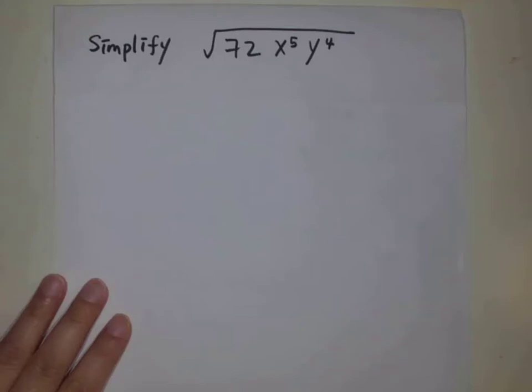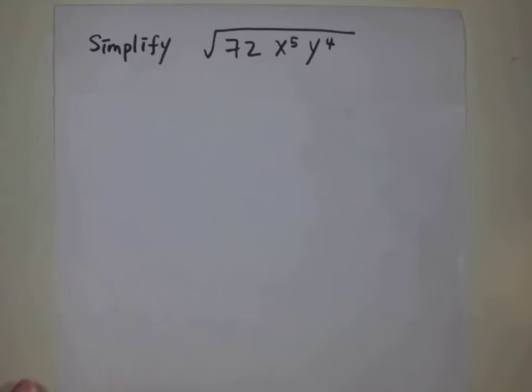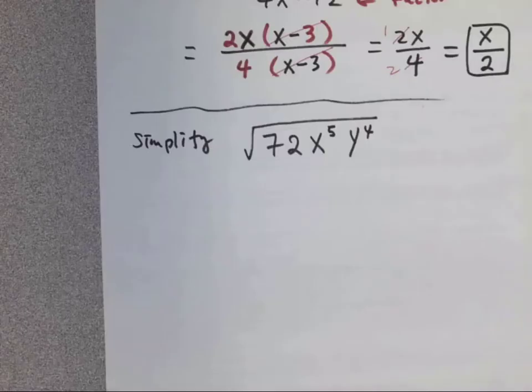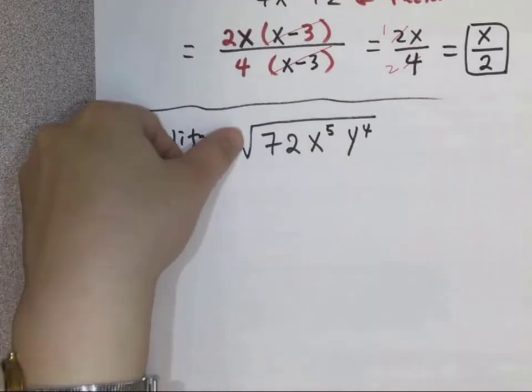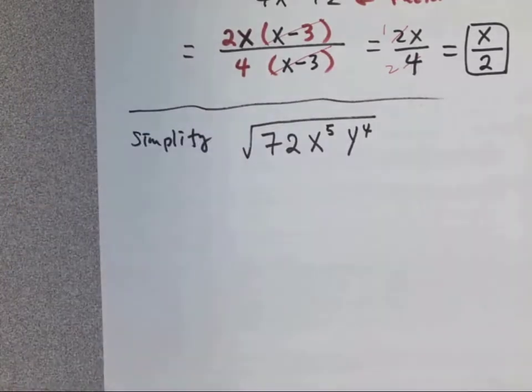The next topic will be about how to simplify radicals. Look at this. It has a root there, right? But it doesn't have an index number. It doesn't have a root number here. If I don't see a number, what does that mean?